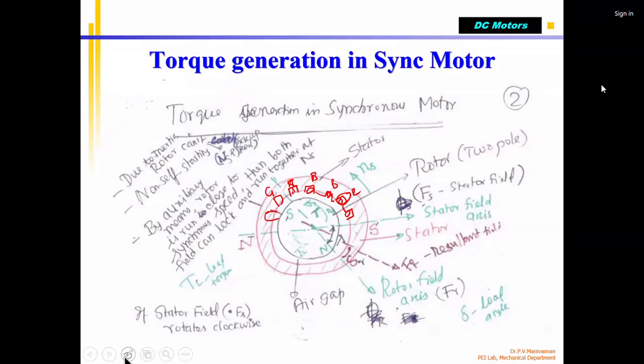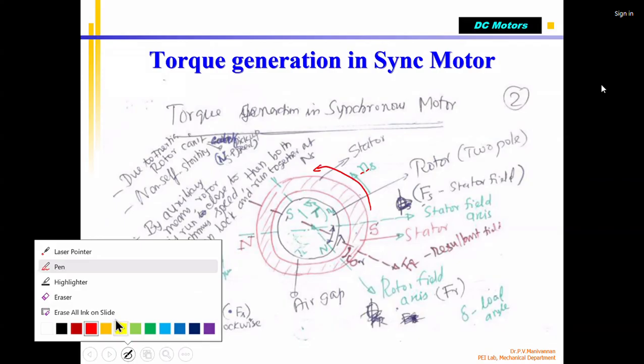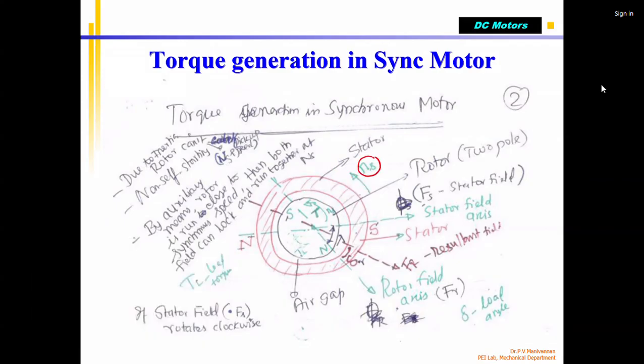you can see that I have drawn the direction of rotation. That means the magnetic field is rotating like this. Okay. And I have given the rotating speed of the magnetic field as capital Ns. Some books put small ns also, it is the same.